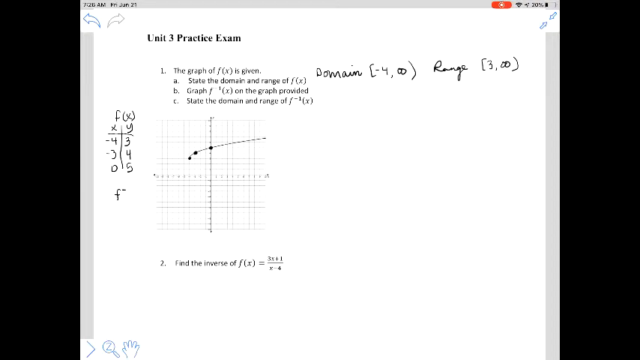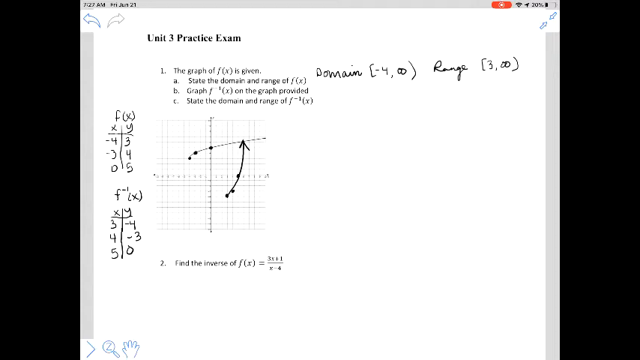If we were to find the inverse, we simply switch the place of x and y. And that gives us 3 points we can graph: 3, -4, 4, -3, and 5, 0. That gives us 3 points we can graph for the inverse.